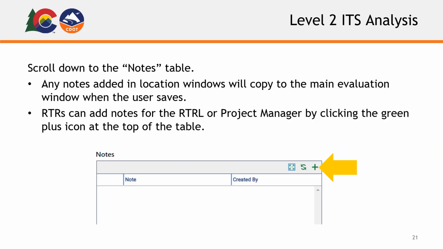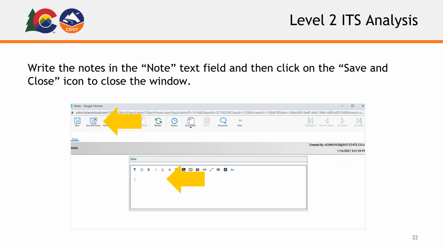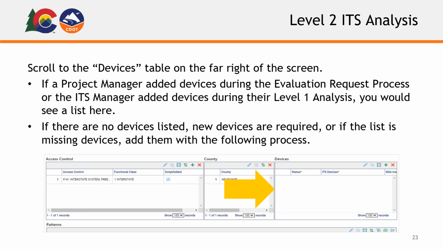Scroll down to the Notes table. Any notes added in location windows will copy to the main evaluation window when the user saves. RTRs can add notes for the RTRL or project manager by clicking the green plus icon at the top of the table. Write the notes in the Note text field and then click on the Save and Close icon to close the window. Scroll to the Devices table on the far right of the screen.